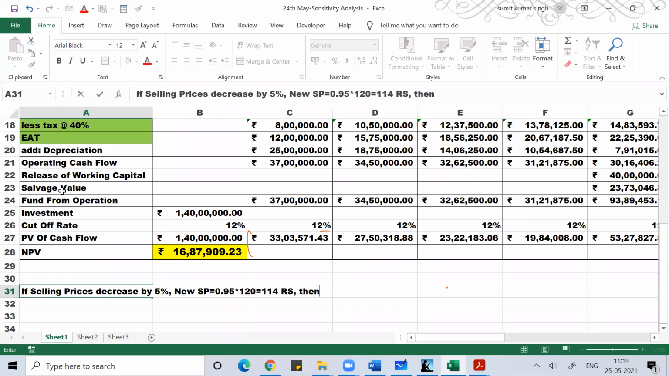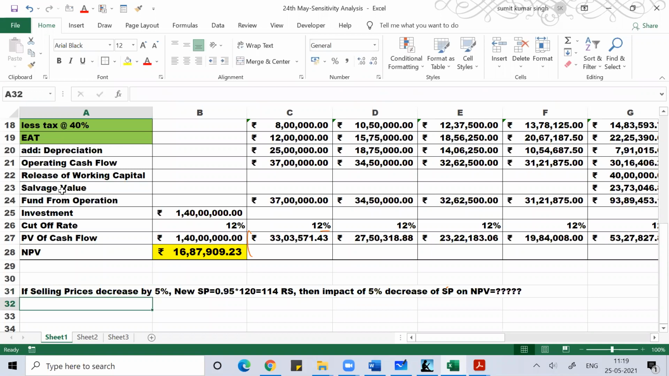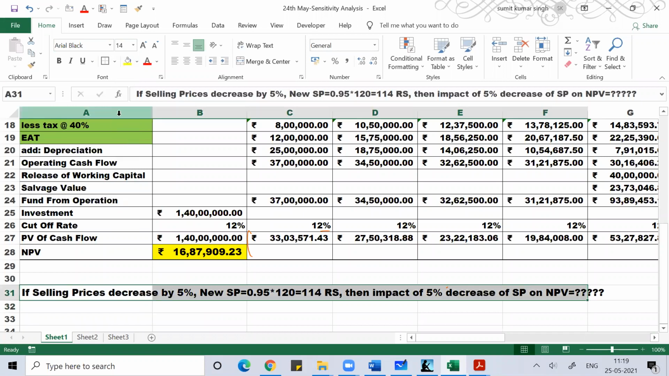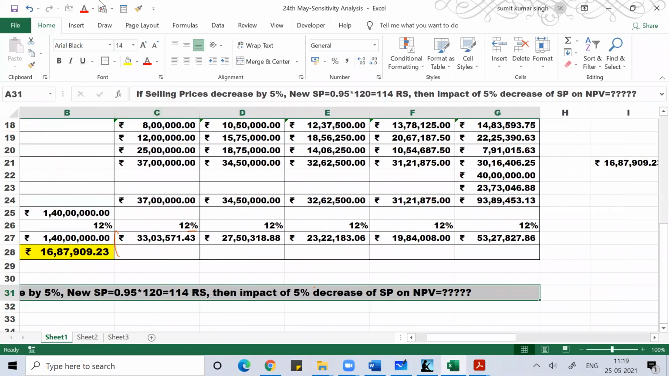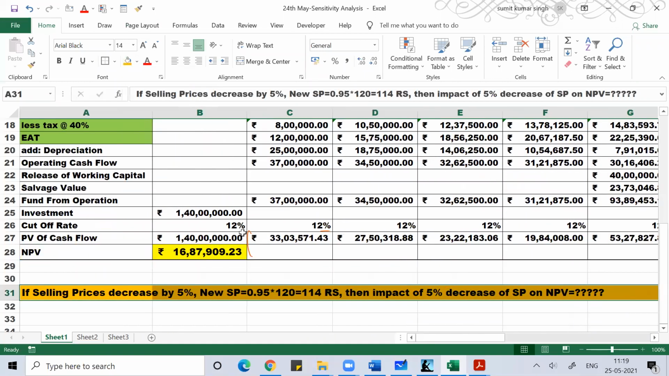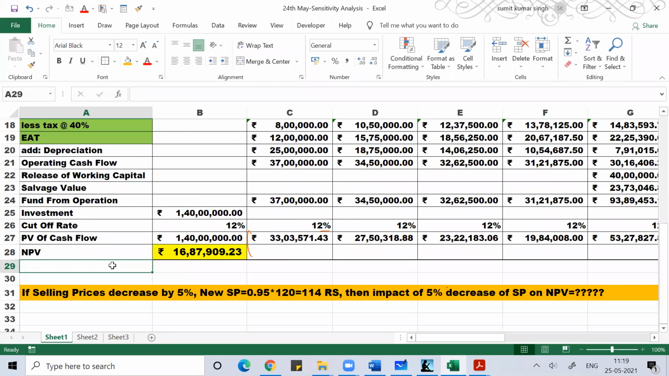So then the impact of 5% decrease of selling price on NPV, you can understand. So how much the NPV will get changed, that I'm trying to find here. So for that again I have to repeat my steps. Okay, so let's do that thing again. So if selling price decreased by 5%.